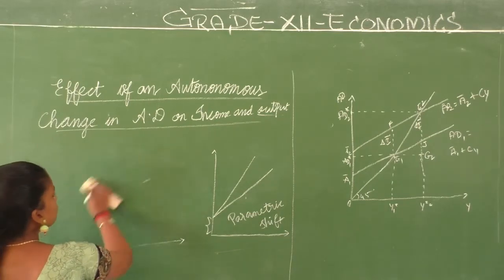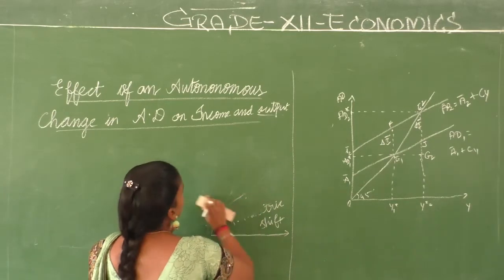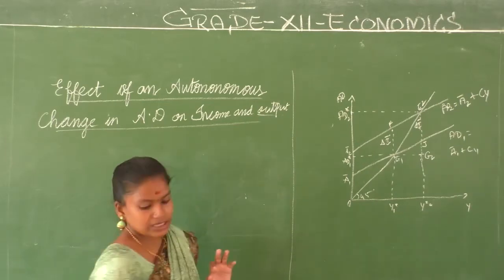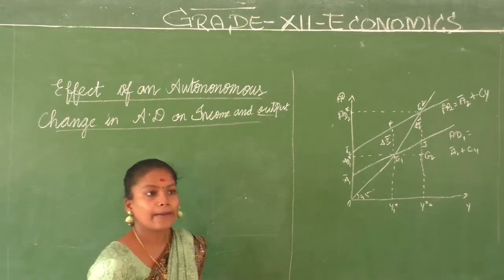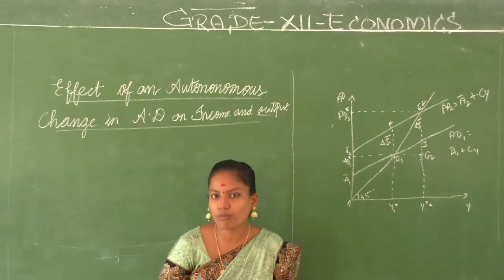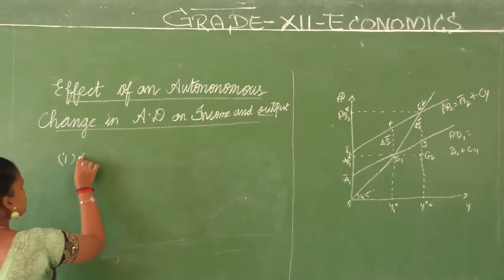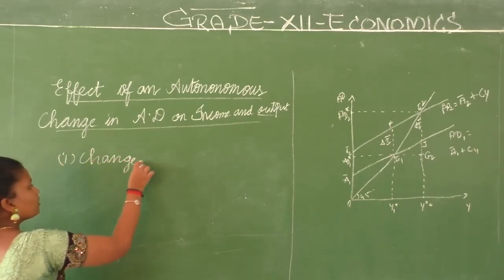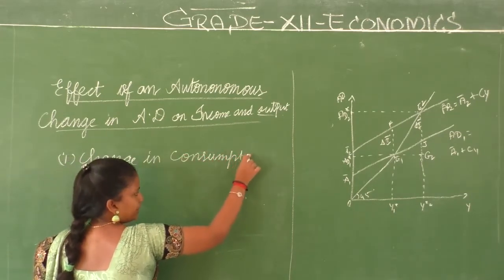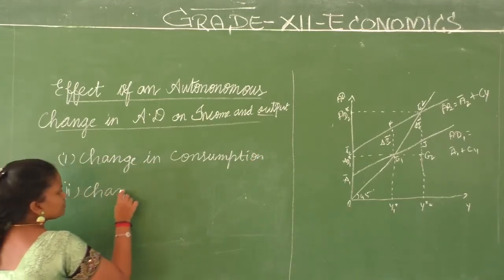Now let us discuss the effect of an autonomous change in aggregate demand on income and output. So what are the changes basically? It can happen in one situation or as a combination of both situations. What is the first situation? A change in consumption. A change in consumption can affect it separately, or it can do it together with a change in investment.